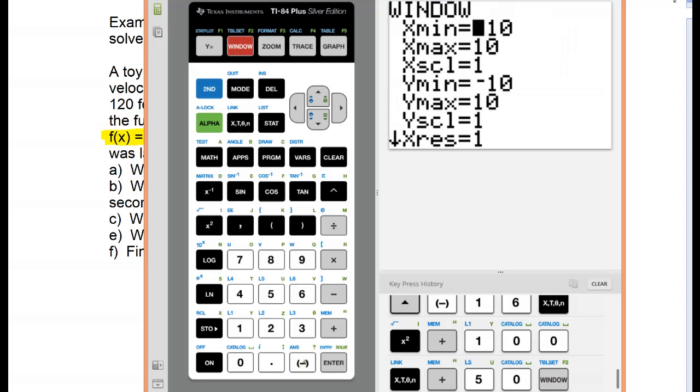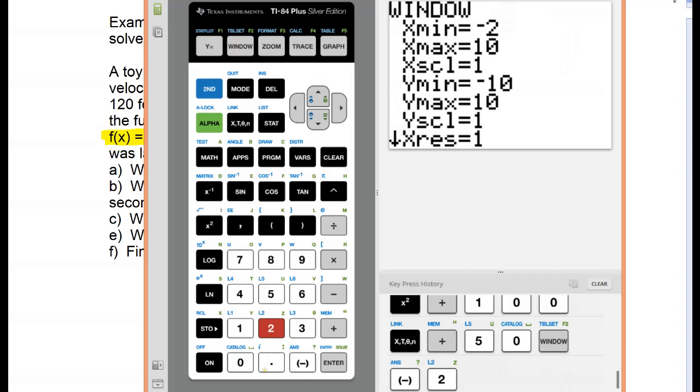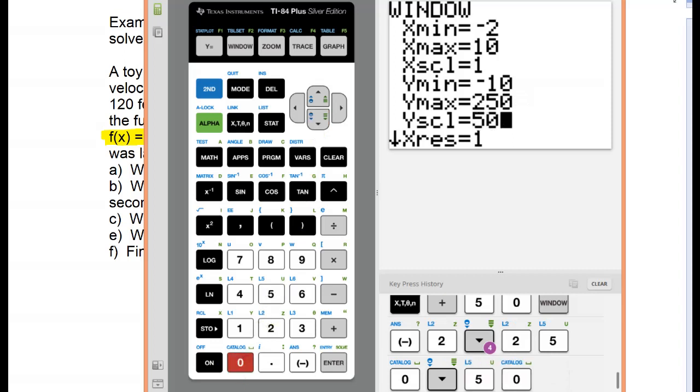Time is always positive, but I want to see my axis, so I might leave that at negative 2 and I might leave that at 10. But what I'm going to change is my y. Again, I know I start at 50, so I know I have to go beyond 50. It's going to shoot up fairly fast, right, 120 miles per hour. And so just to be on the safe side, I'm going to go to 250. And then I might scale by 50, so I don't have a whole bunch of dash marks there.